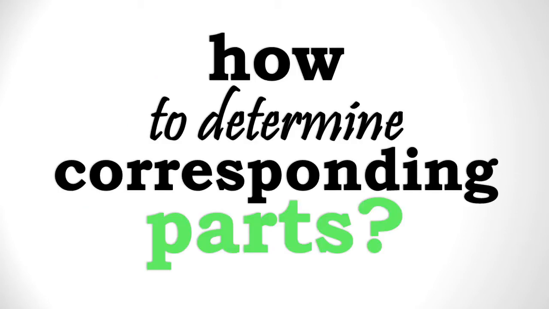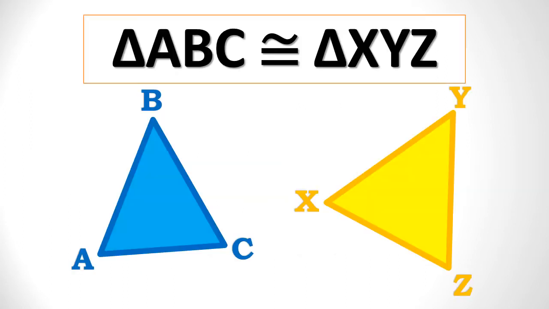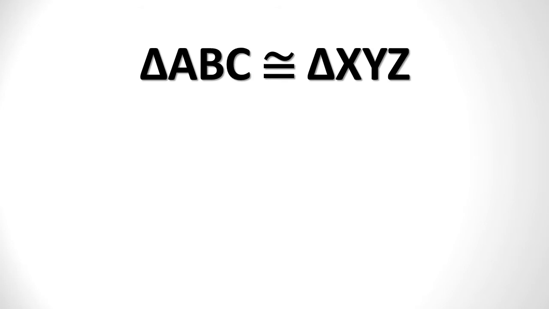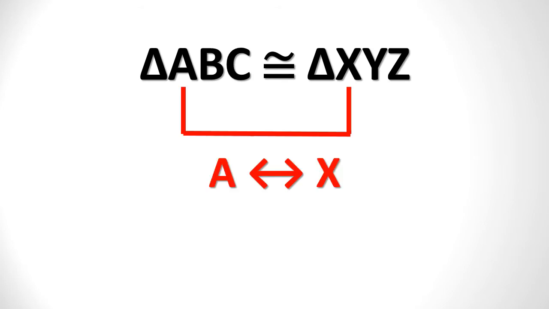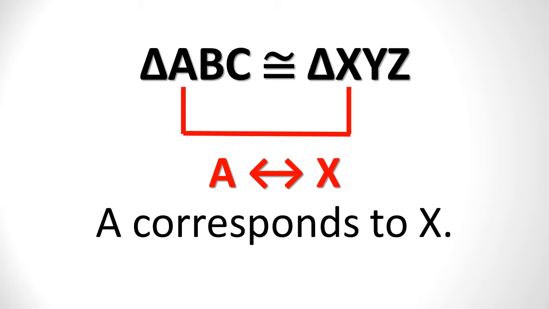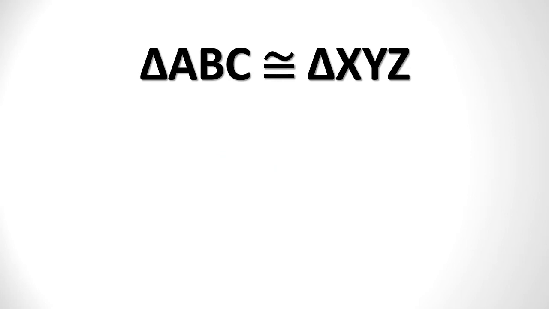Now, how do we determine the corresponding parts of two triangles? Let's have these two triangles, triangle ABC and triangle XYZ, both of which are congruent to each other. We will first match their corresponding vertices. We have vertex A and vertex X. Take note that we use the line symbol with two arrowheads on both ends to represent correspondence. This can be read as A corresponds to X.